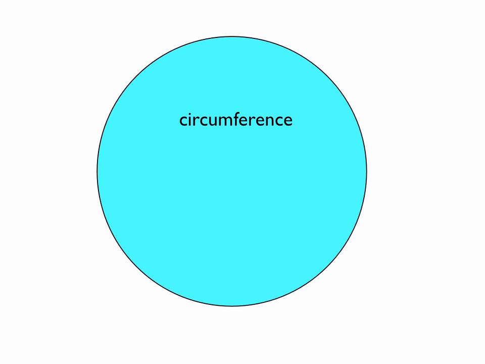And lastly is circumference. Circum, which is around, fer, which is carry, so it's basically to carry around. But our textbook definition is the distance around the circle.